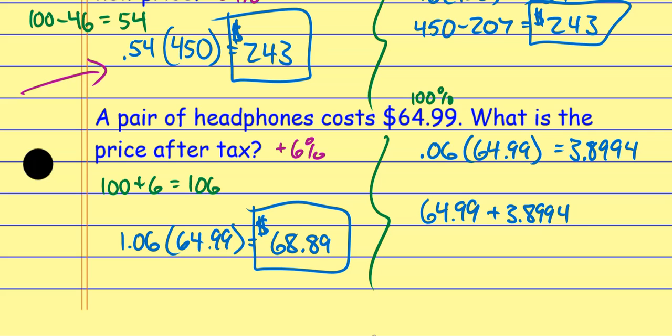and so if I add those together once again on my calculator, I get $68.89. Okay, and now I'll round it to the 2 decimal places because I'm done the question.